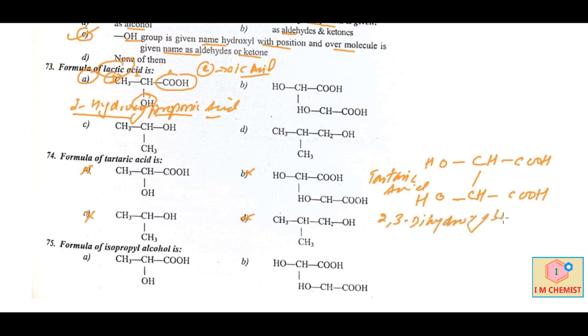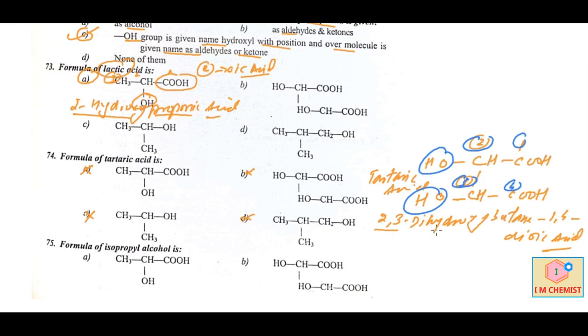Another name for this tartaric acid is 2,3-dihydroxy butane-1,4-dioic acid. I hope you know the nomenclature at position 2 and 3. This is carbon number 1, this is carbon number 2, this is carbon number 3. Let me mention it with another color. Carbon number 1, 2, this is carbon number 3, this is carbon number 4. So as you can see at carbon number 2 and carbon number 3, you have 2 hydroxy groups, so this would be dihydroxy. You have written butane, why?